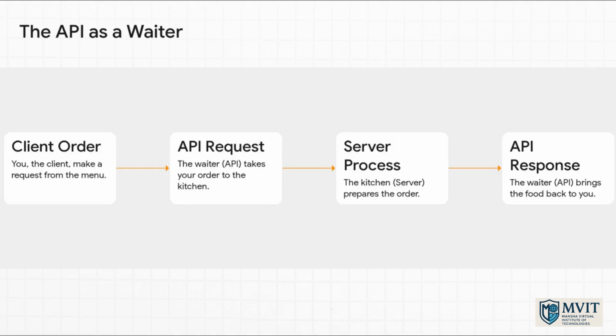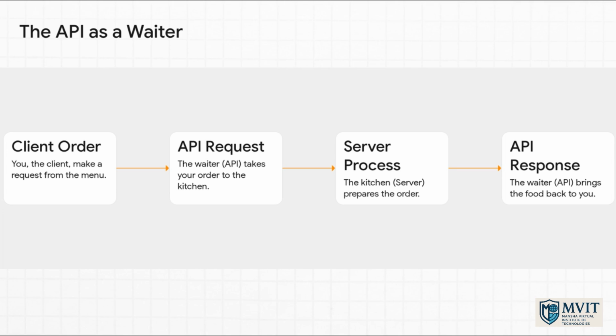Okay, let's break it down. You, sitting at the table, you're the client. You have a request. You want a burger. Now, you can't just barge into the kitchen and start making it yourself, right? The kitchen, that's the server. It has all the ingredients and knows how to do the work. So, who's the go-between? The waiter. The waiter is the API.